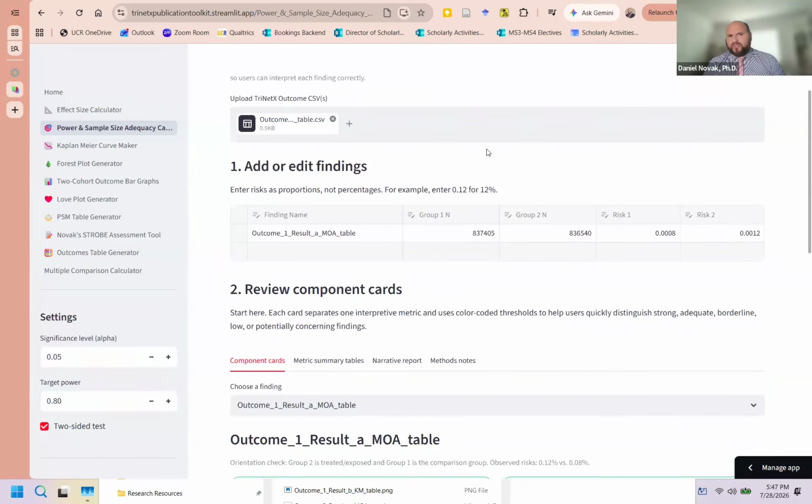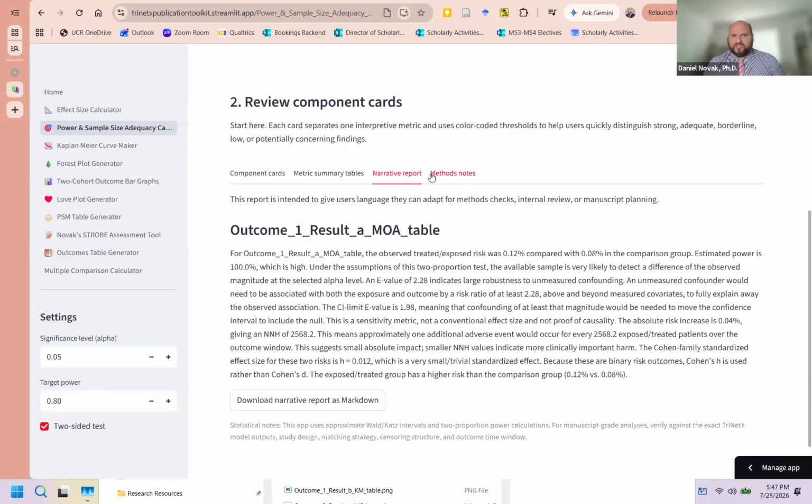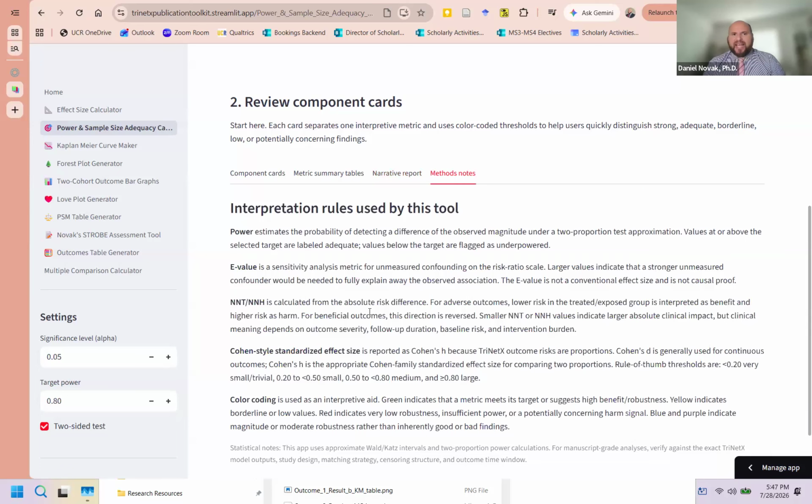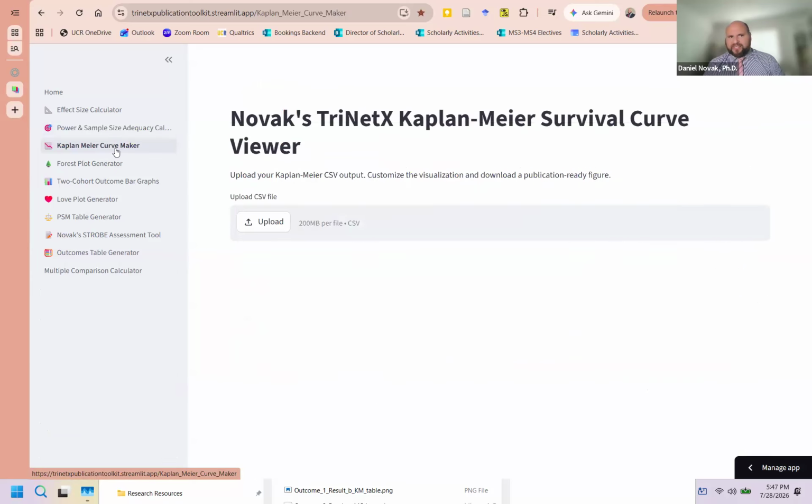You can drag and drop multiple findings in here, and it'll compute them for you, and you can switch between them pretty easily. It also gives you a little narrative report that you can add to your manuscript once you verify that it's correct. And it has some notes on methodology. So please consider including some of this information in your study to improve the quality of your analysis.